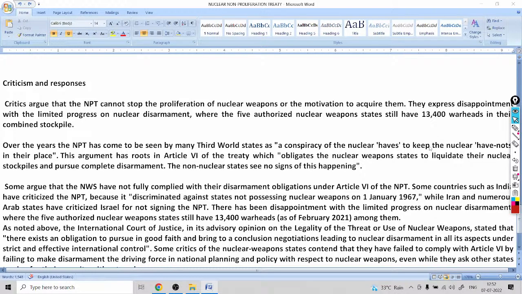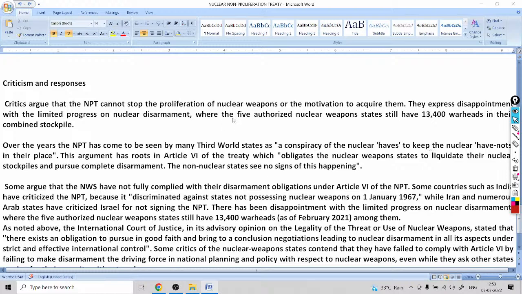The non-nuclear weapon states say that NPT is discriminatory because it allows the nuclear weapon countries to go on adding to their nuclear stockpiling without resorting to disarmament, whereas it puts conditions or limitations on others joining the nuclear weapon program. That means it discriminates against the non-nuclear weapon nations in favor of the nuclear weapon countries. The nuclear weapon countries are allowed vertical proliferation.